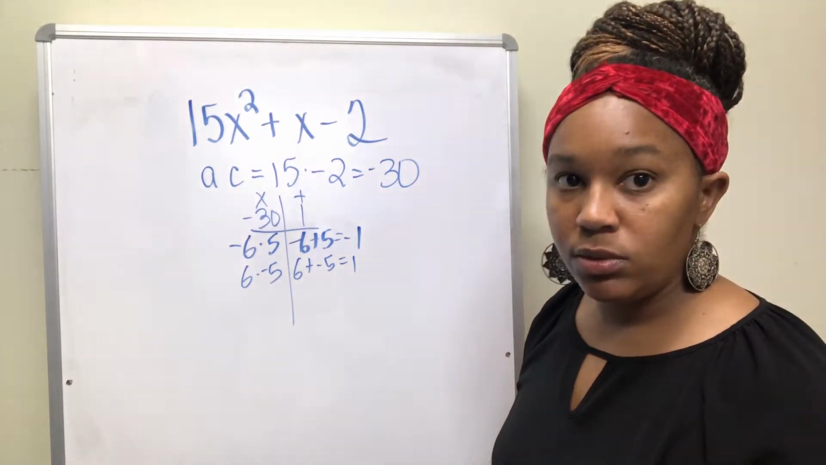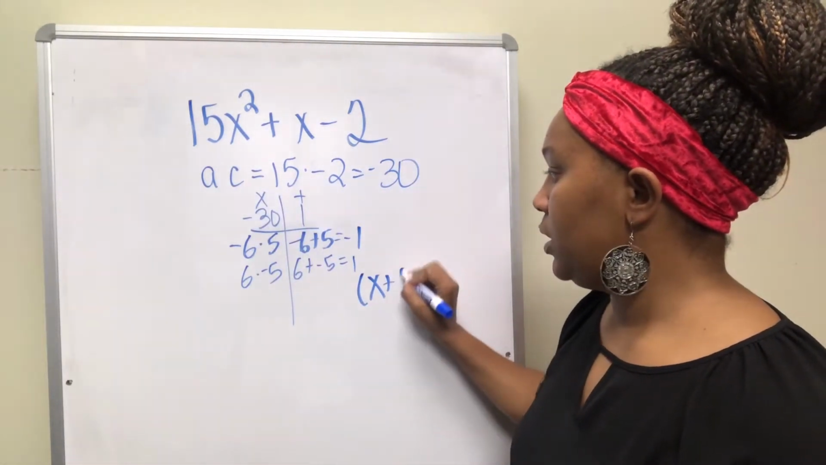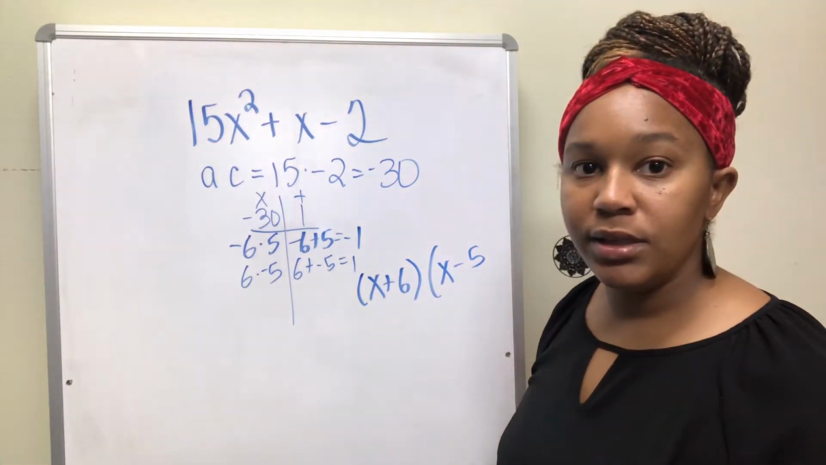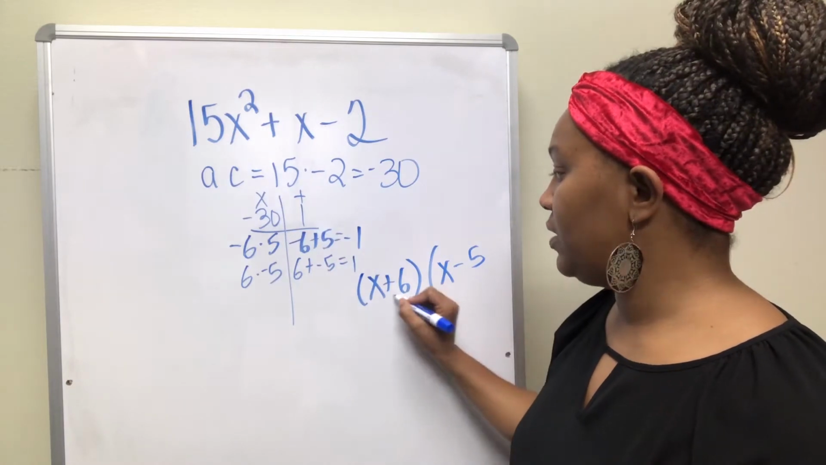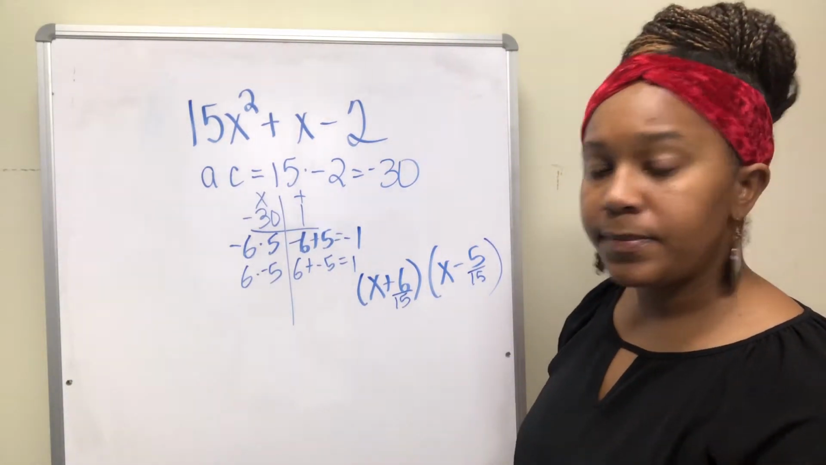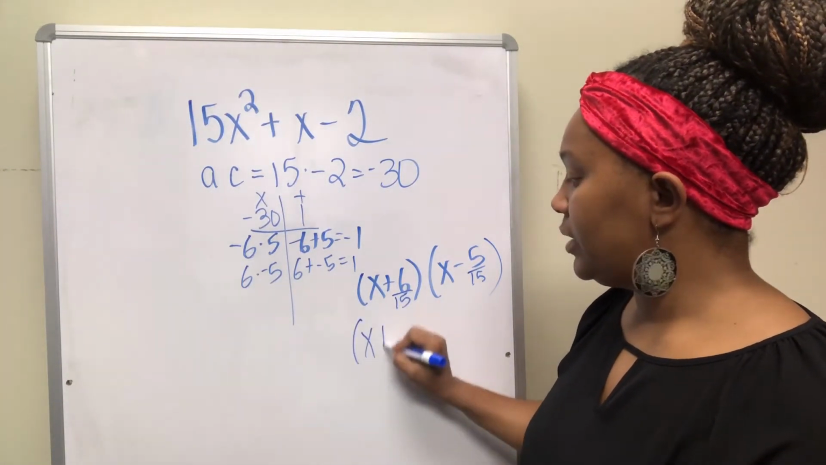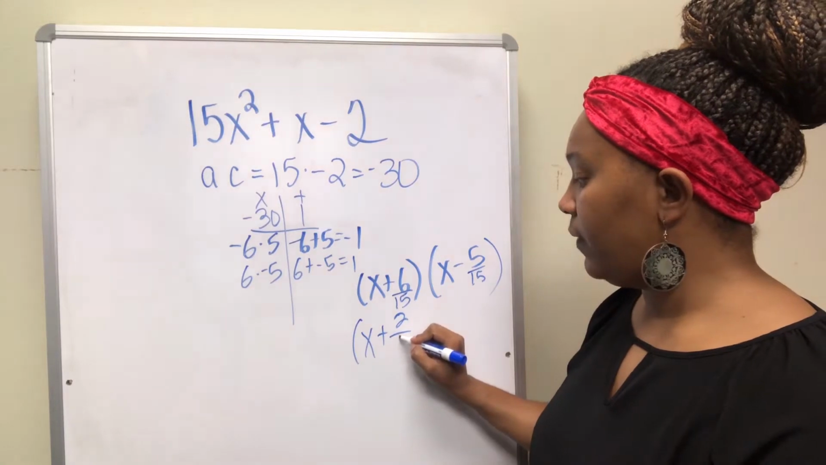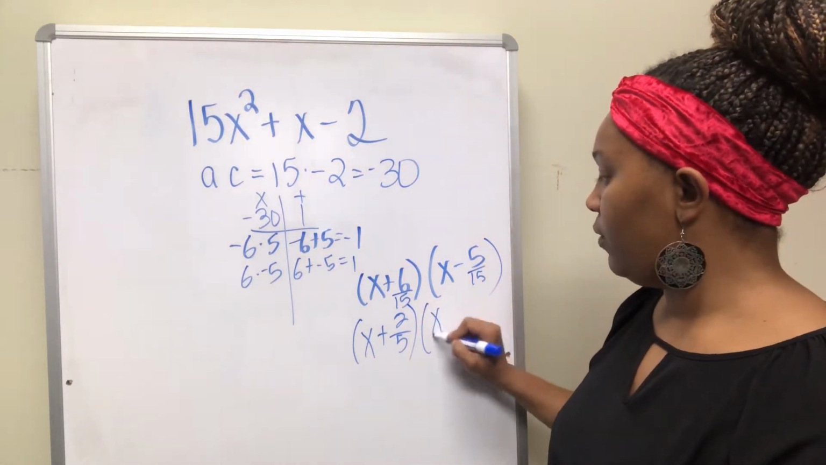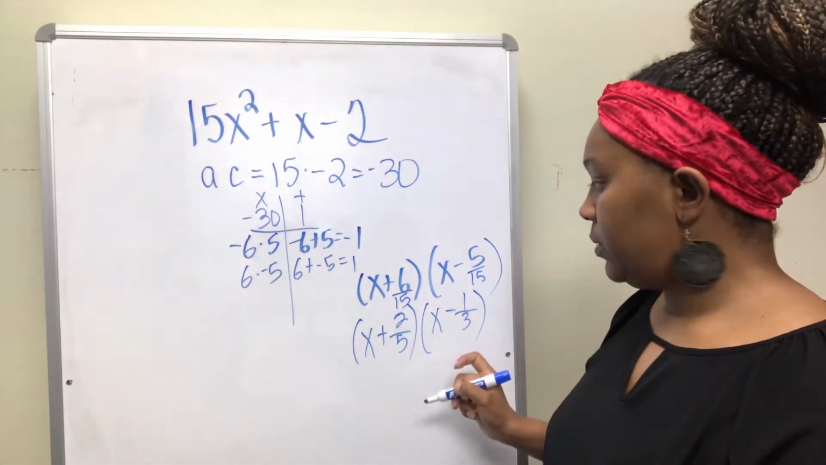So if there was no number in front, 15, then my answer would just be x plus 6, x minus 5. However, since there is a coefficient of 15, I have to divide each of those factors by 15. And then reduce it. 3 goes into both of those. 3 goes into 6 2 times, and 3 goes into 15 5 times. And then 5 goes into both of those. 5 goes into 5 once, and 5 goes into 15 3 times.